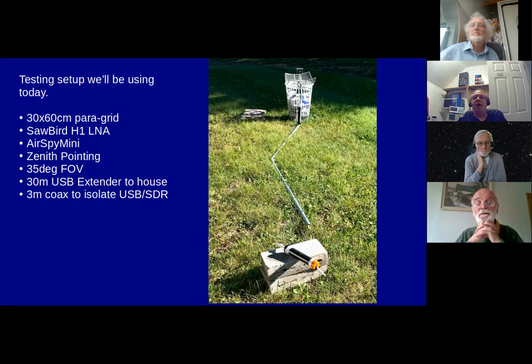The reason I did that is that if you put this right under the antenna, you get some low-level RFI. It's not that strong, but it's strong enough to make spectral plots look kind of ugly. So simply moving it 3 meters away from the antenna causes that RFI to dip far enough below the noise floor that it doesn't matter. And then I have 30 meters of USB extender going to my house and up into my office here.